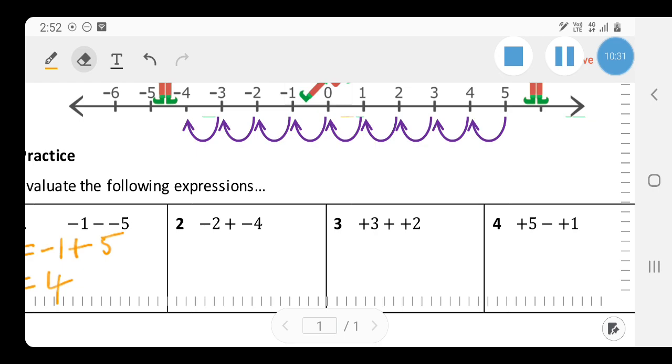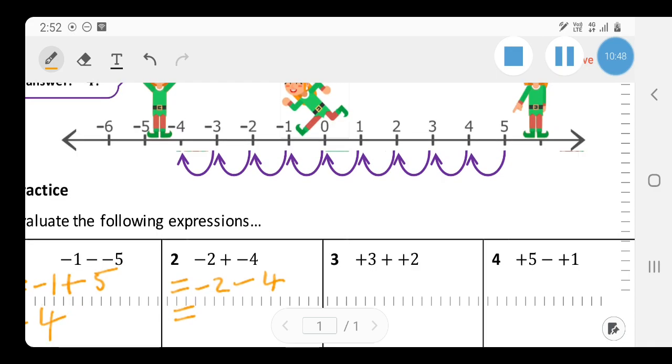Okay, question 2. -2 plus -4 equals -2 plus minus becomes a -4. So now we have -2 minus 4. So we look at our diagram, our number line. -2 is our starting point, and -4 means go 4 units to the left. Okay, 1, 2, 3, 4, and we arrive at our answer, which is -6.